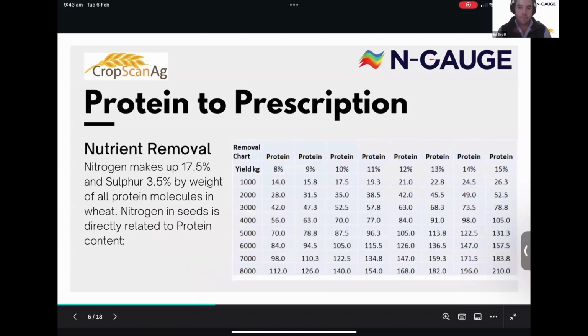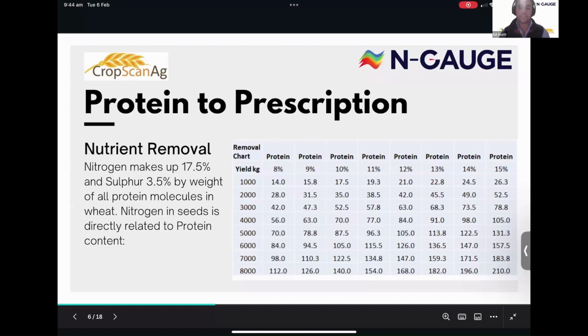And where does it all strip back to? So when we look at the basics of the nitrogen removal, what we're calculating with the crop scan is a total nitrogen content based on the near infrared measurement, which is then calculated into a protein measurement. So the nitrogen makes up 17.5% of the grain, of the protein in the grain, and then sulfur is 3.5%. So we can then work out that calculation for protein. By the same token, we can reverse calculate that to get a nitrogen removal.